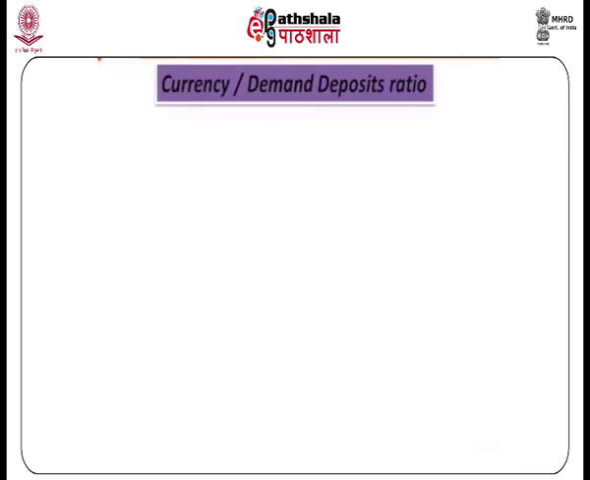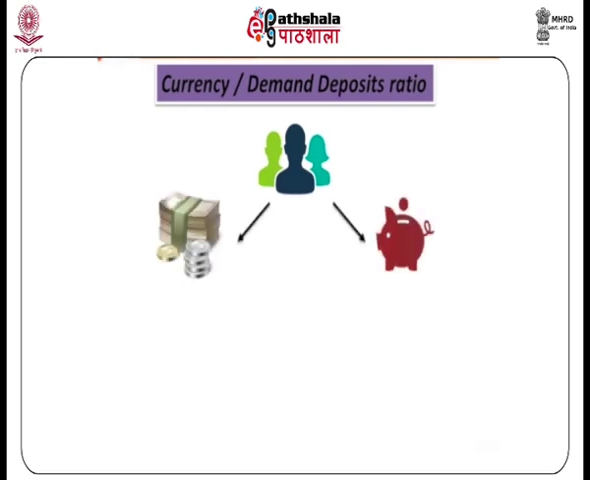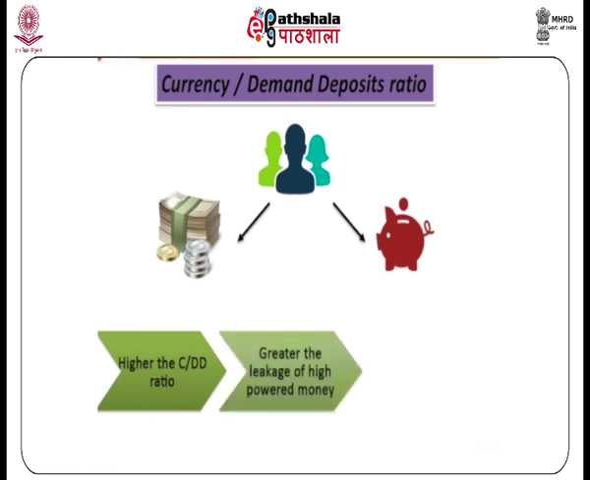Of the three proximate determinants of the money multiplier, the ratio C upon DD occupies a pivotal position. The C upon DD ratio conveys the choice of the public between the two components of narrow money, which has important consequences for the money supply analysis. For the higher the C upon DD ratio, the greater the leakage of high-powered money, and therefore the smaller is the secondary expansion of money supply. Both C upon DD and T upon DD thus constitute leakages from the money supply process.